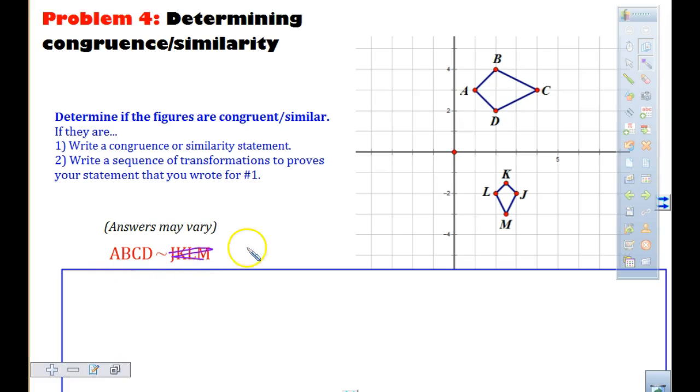If we're at A, we had to put what letter first? K, then what? J, M, L. Why? Because when I look at angle A, if they are similar figures, this angle and this angle look to be the same measure. And at angle B, it looks to be the same measure as angle J, right? Because they are similar. So that is really important.